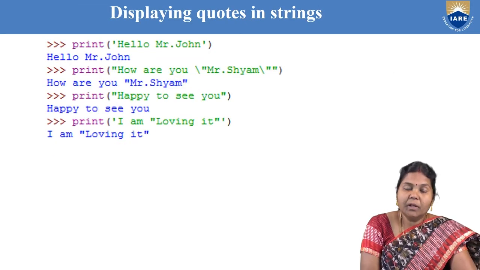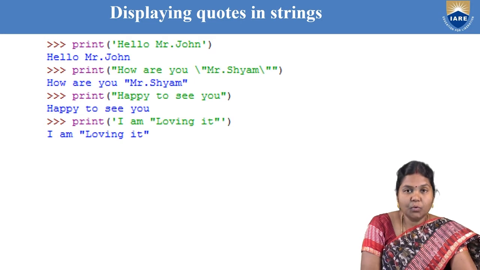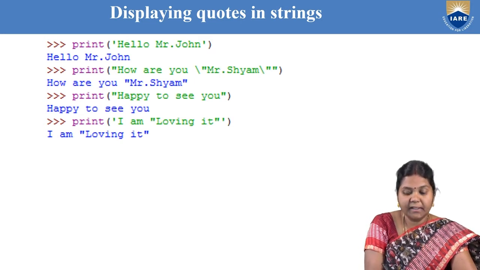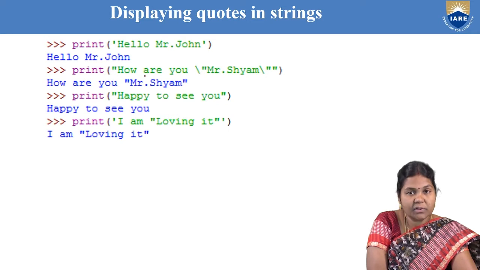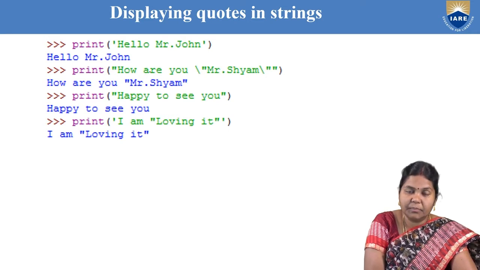Now if you want to display quotes in strings, then how to display them? Let us see some examples. Suppose I want to write hello Mr. John. So I have written this string in single quotes. You can see that in the print format, quotes will not come. But whenever you see the raw string, then quotes will be available.